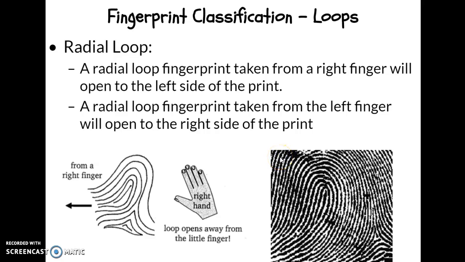Now this is a radial loop. A radial loop, if taken from a right finger, will open to the left. If taken from the left hand, it will open to the right. So here's the image of what a radial loop looks like if taken from a right finger. It will open towards the thumb side.